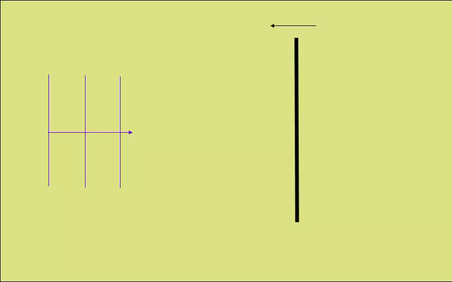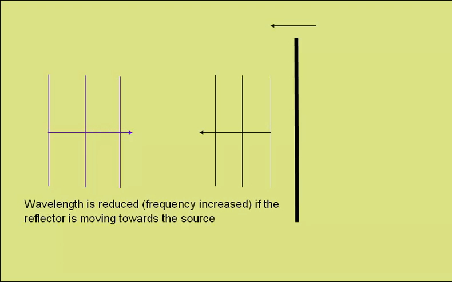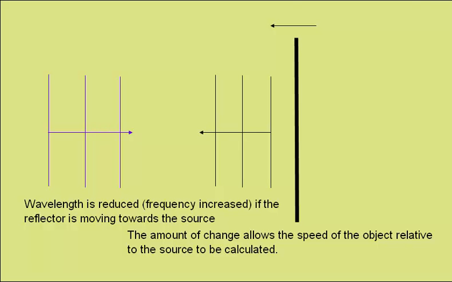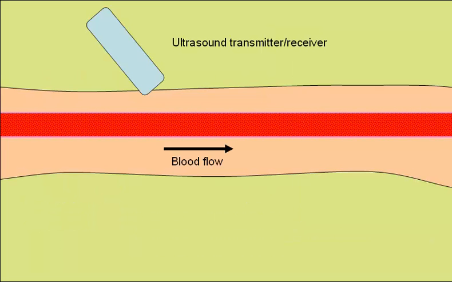If waves are reflected off an object moving towards them, the wavelength will be reduced and the frequency increased. The amount of the change in frequency allows the speed of the object relative to the source to be calculated. This can be used to find the speed of blood.